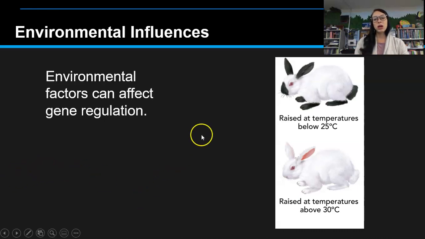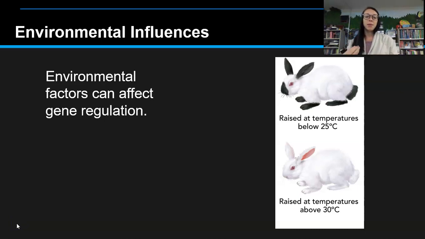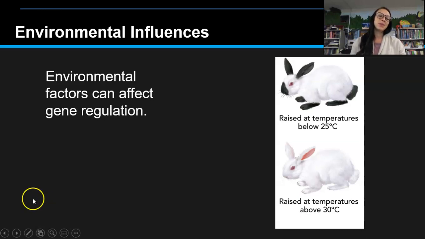This can be seen in bunnies as well. Here is a rabbit that is raised at temperatures below 25 degrees Celsius, and here is a rabbit that is raised above 30 degrees Celsius. This is also super common in lizards and sea turtles. It can impact the gender of certain organisms. So environments can also play a role in how genes are expressed. In Malayan rabbits, the gene for black ears and black paws and a black tail and a black nose is not fully activated at temperatures above 30 degrees. In order for these genes to be activated, it has to be cooler than 25 degrees.